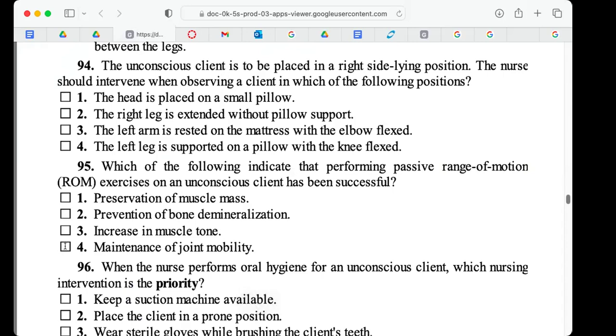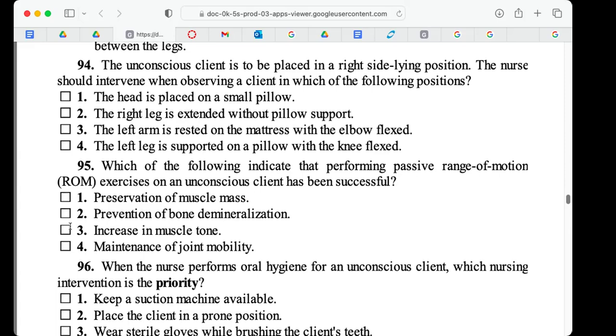Okay. So the correct answer for 95 is 4. We have to perform passive range of motion exercises so that we can maintain joint mobility and prevent contractures. And contractures are the shortening of a joint. They become stiff.